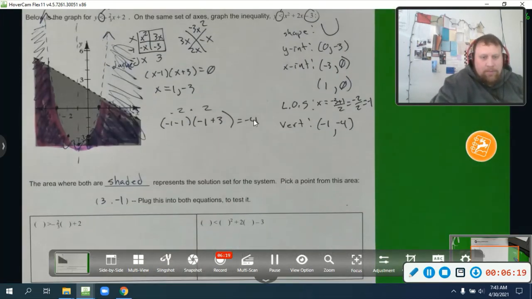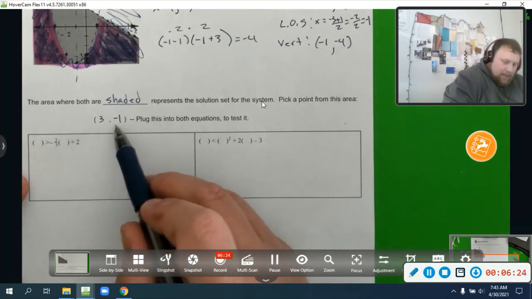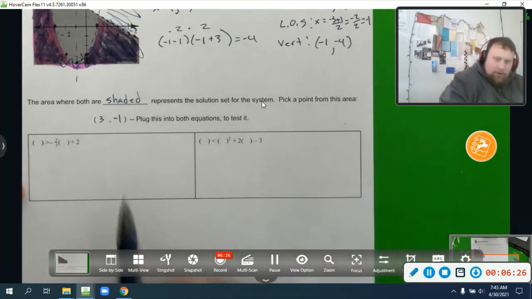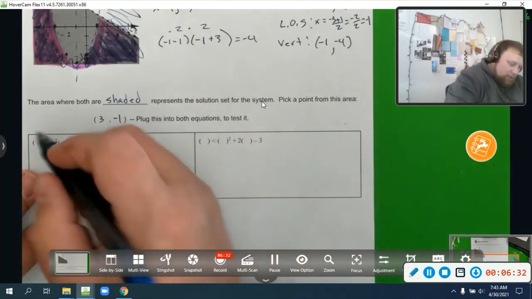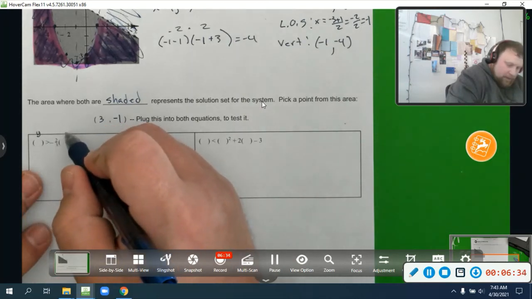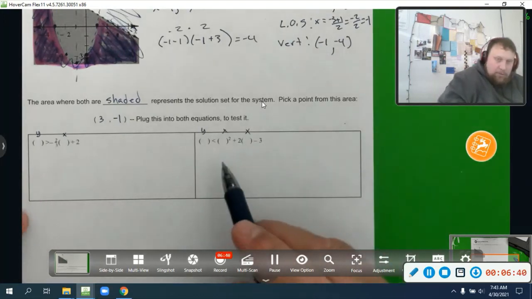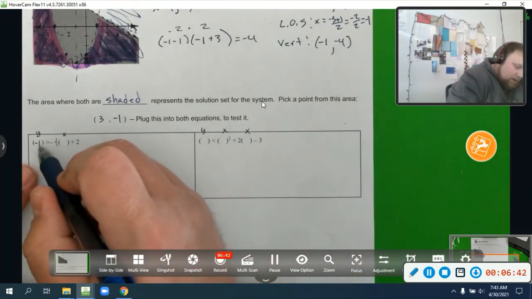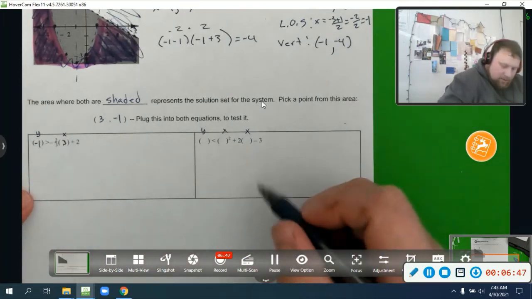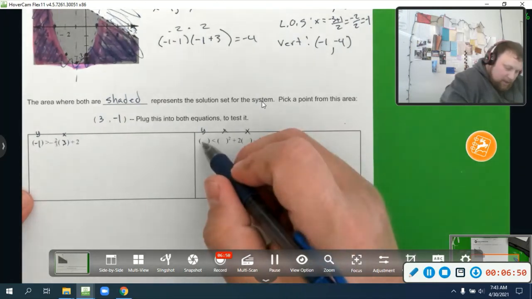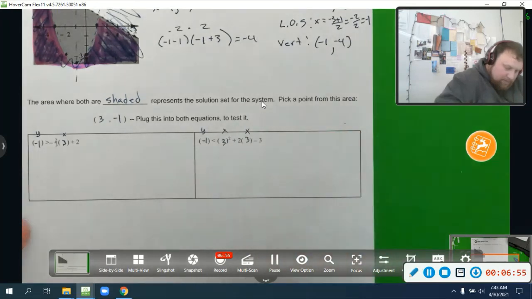We're going to go down here, and I should be able to plug in my x and my y values and get true statements on both equations. So let me pick the point (3, -1). And remember, this was y is greater than or equal to -2/3 x plus 2, and this was y is less than or equal to x squared plus 2x minus 3. So plug in the values where they go. I'm going to plug in -1 is greater than -2/3 times 3 plus 2. And over here, I'll plug in -1 is less than 3 squared plus 2 times 3 minus 3.